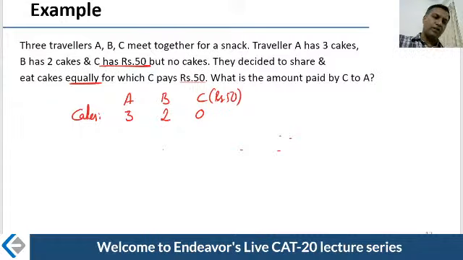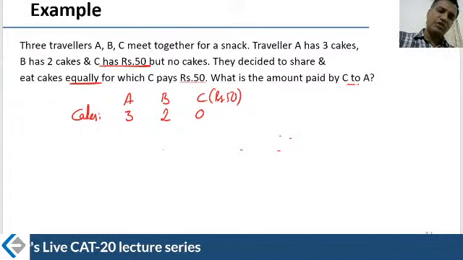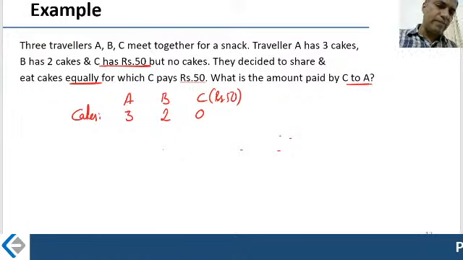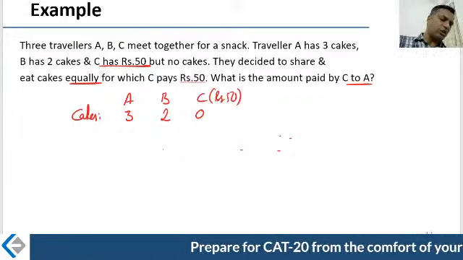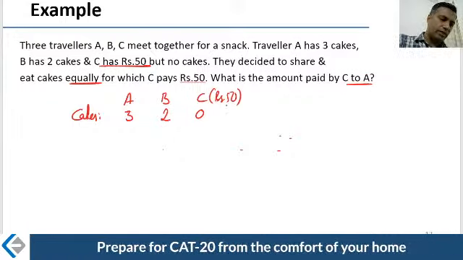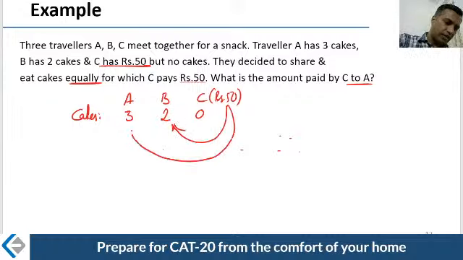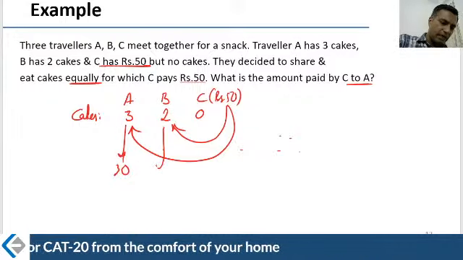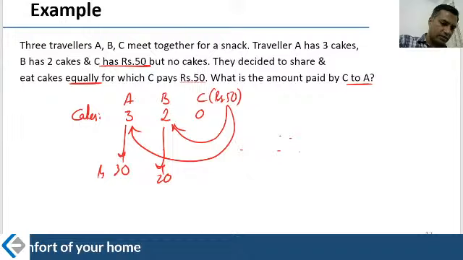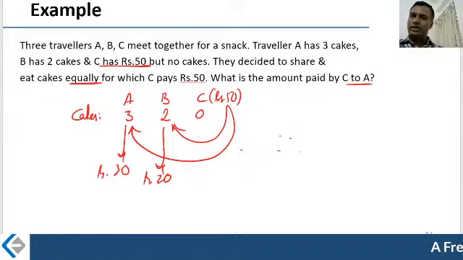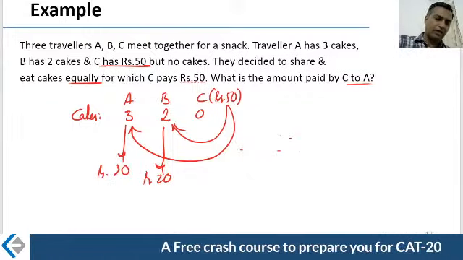Now, what is the amount paid by C to A? That's what I need to understand. A very popular answer is 30 rupees. People will divide 50 rupees in the ratio of 3 and 2, the ratio of the cakes they have brought. They'll say A should get 30 rupees and B should get 20 rupees, because he distributed 50 rupees. That's a very popular answer.